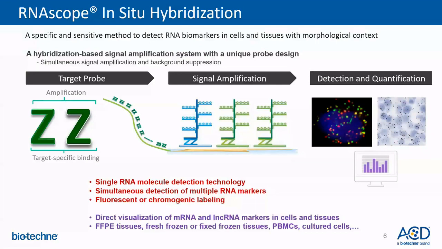The technology consists of three major parts: a unique target probe that ACD designs against your sequence of interest, a signal amplification system that amplifies the signal with a high signal-to-noise ratio, and the visualization of single RNA molecules as punctate dots. The RNAscope assay allows for either a fluorescent or a chromogenic labeling, and it is compatible with a variety of sample types, including FFPE and frozen tissue, as well as cell lines.